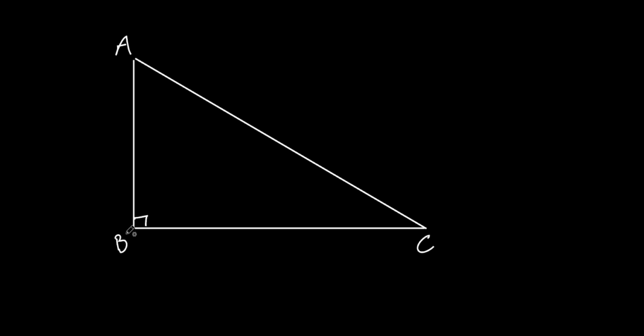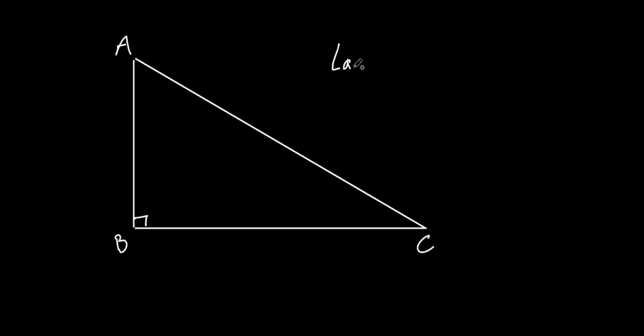Opposite the right angle. Why? Because the right angle is always the biggest angle in that right triangle, isn't it? Remember, these two are acute, which means less than 90. So this is always the biggest angle. So look at this side right here. This side is opposite the biggest angle. So what side is the biggest side?